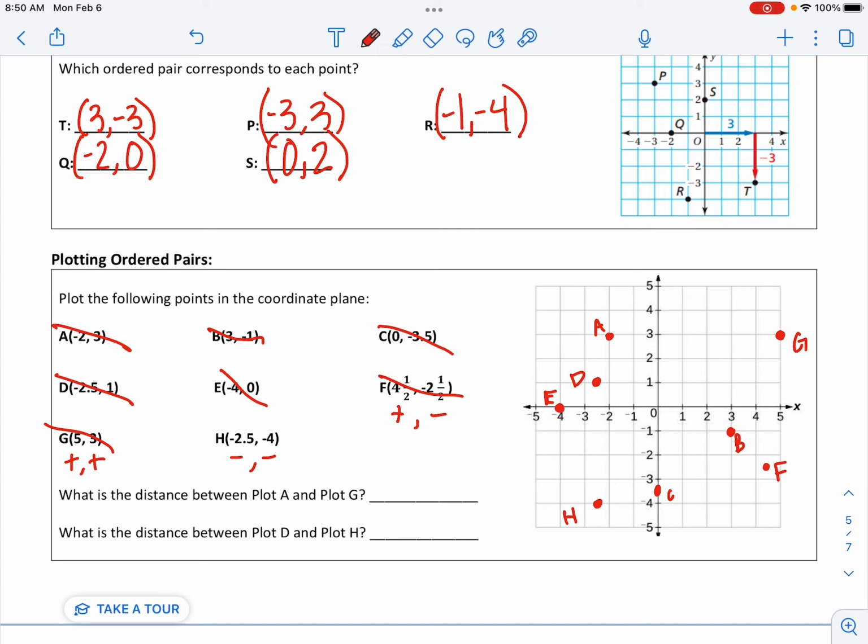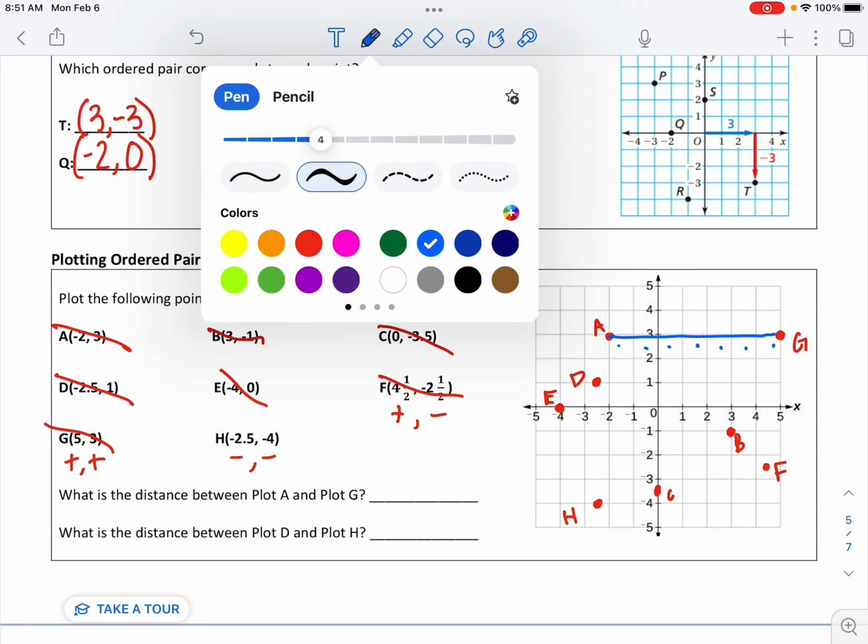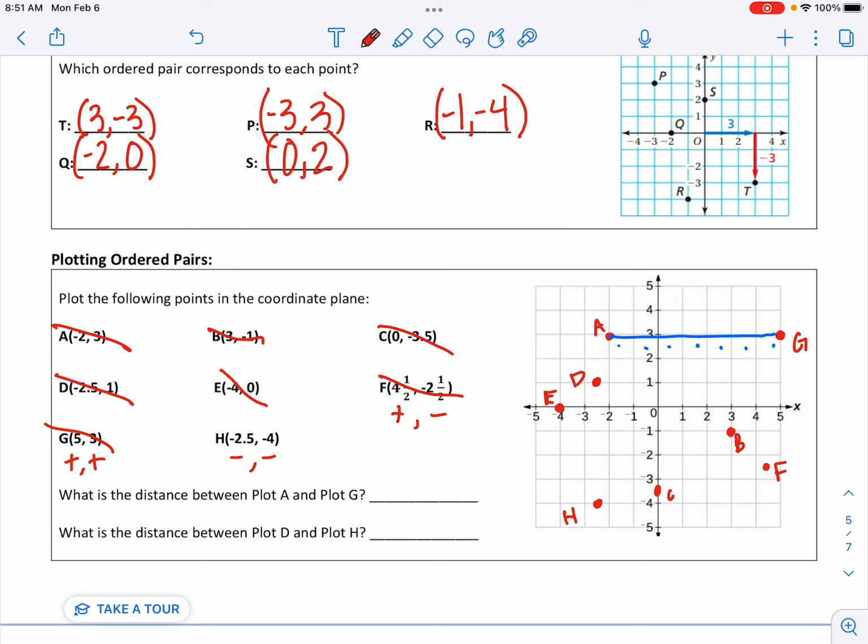And now it's asking, what is the distance between plot A and plot G? So that is from A to G. Okay. And on this, I can count the squares. So that's 1, 2, 3, 4, 5, 6, 7. There's 7 squares in between them. So that's going to be 7 units or squares, whatever you want to say.